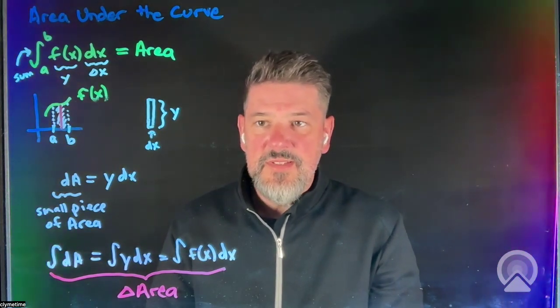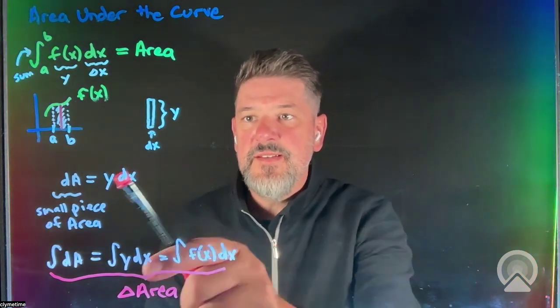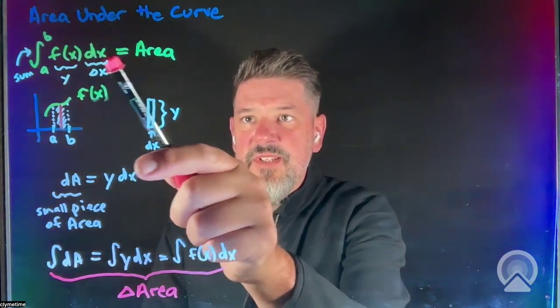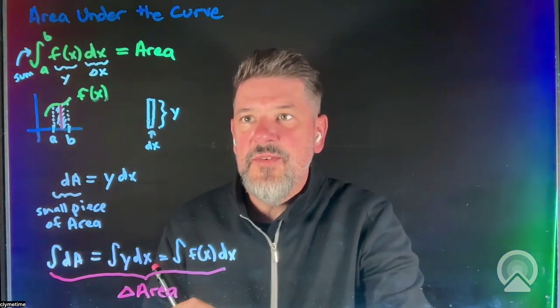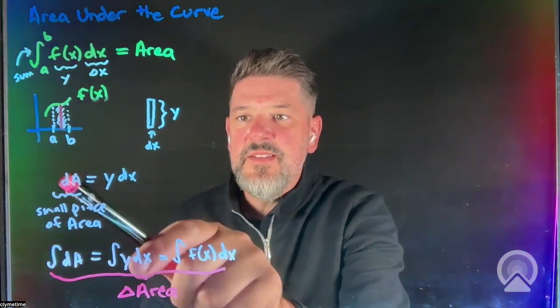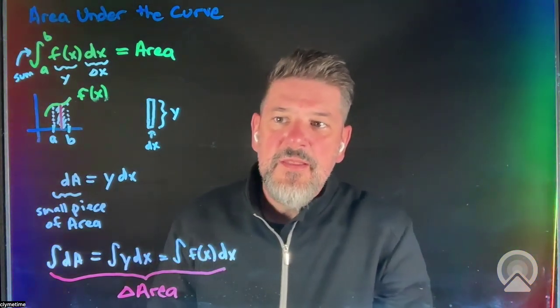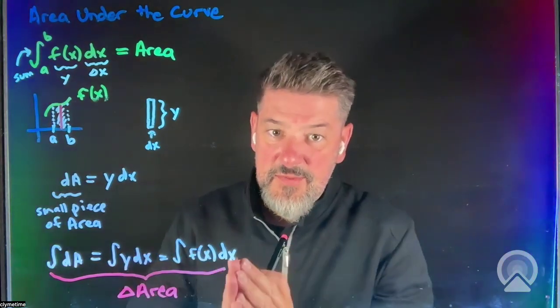All right, so that's one piece. It's important that you understand that these represent the two parts of a rectangle. When multiplied together, they give you the area of a rectangle. It's also important to recognize that when you see a d in front of something, it means it's infinitely small. It's really small.